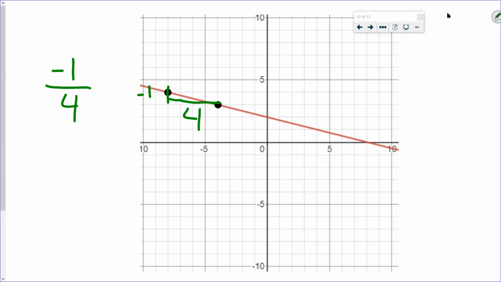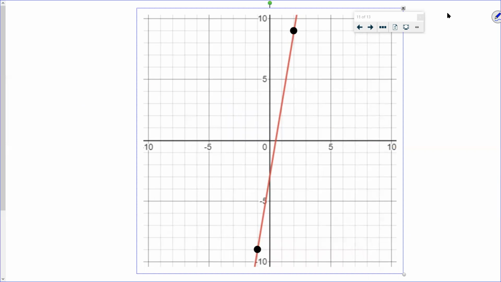Can this be simplified? No, Mr. Harris, their greatest common factor is 1. Yes, nicely done. So this cannot be simplified. This is done. I can again use this slope. Let's say I go to this point right here. I could go down 1 and right 4, 1, 2, 3, 4. And look, I ran into the line again. So every time I use that slope, I should be able to hit that line.